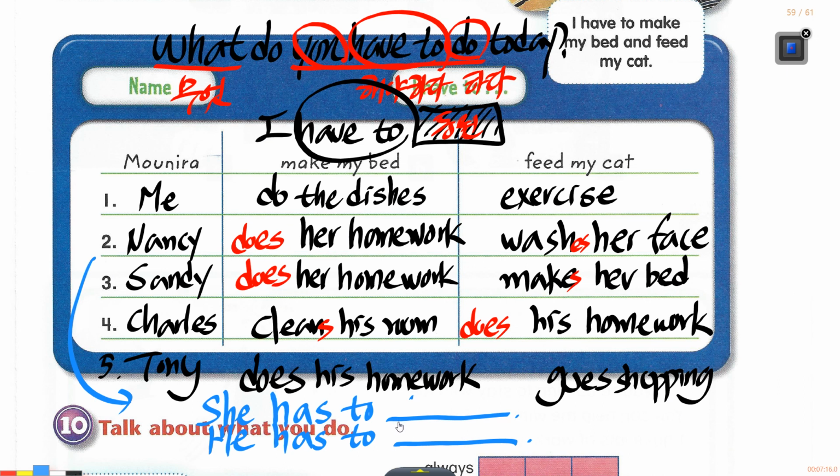And wash her face. Washes 말고 wash 안 돼. 동사 원형 써야 돼. 그렇죠. 우리 찰스 한 번 더 빨리 해볼까? What does Nancy have to do? She has to do her homework and wash her face. And Tony, what does Charles have to do? He has to clean my 그거 네 방을 청소해줘야 돼.